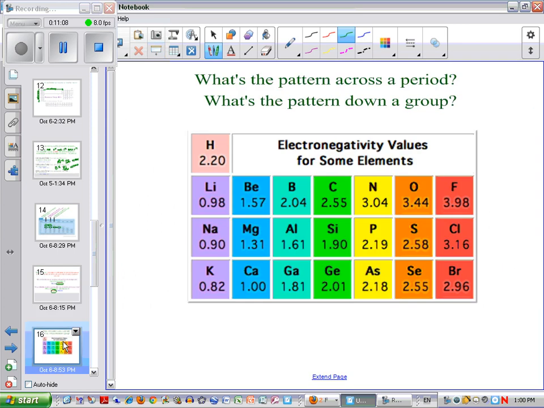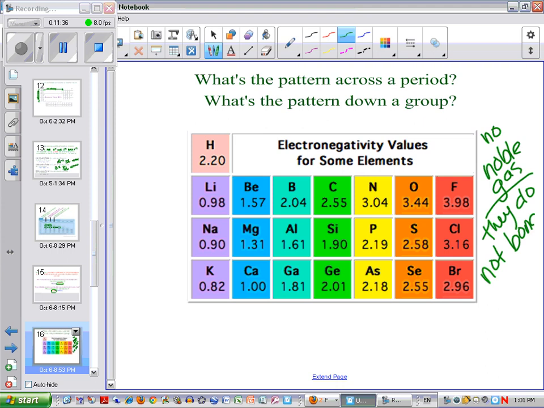This is a chart showing electronegativities. This is only your S and P block. So here's your S, here's your P. Who's left off of here? Noble gases. Why are there no noble gases on my chart? Because they don't bond. Therefore, do they want to attract electrons in a bond? No. So noble gases, none of them, because they do not bond.